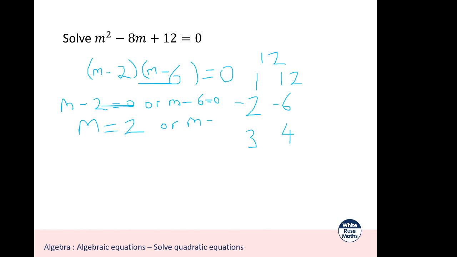So guys, a little recap here. Factorizing this, put it into double brackets. Step one is put m and m to make m squared. Then step two: I want two numbers that add to make minus 8 and multiply to make positive 12.